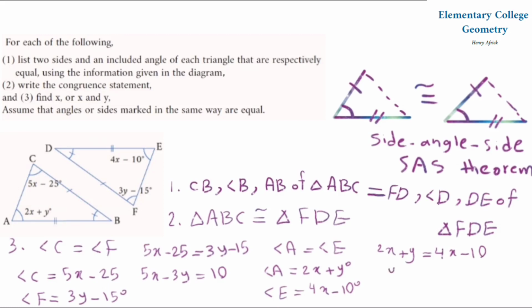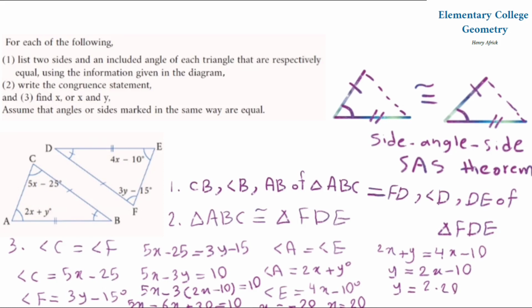So y equals 2x minus 10, and we substitute this formula in the first formula. So 5x minus 3 times (2x minus 10) equals 10. So 5x minus 6x plus 30 equals 10. So x equals 20, and y equals 2 times 20 minus 10, which equals 30.